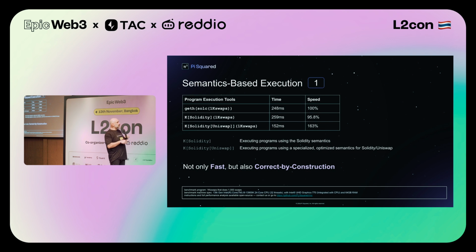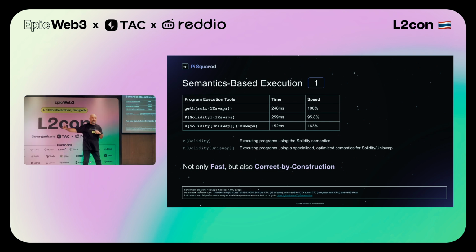So this is a program that runs 1,000 Uniswap swaps, right? If you compile it normally with the Solidity compiler and run it with Geth, you get 250 milliseconds. Now, the exact same program, now we execute it with the formal semantics of Solidity. I don't even take the risk of a compiler to compile the program to EVM. By the way, my company, Runtime Verification, that Pi Squared spin off, does security auditing. And we found more than 20 bugs in the Solidity compiler. So compilers have bugs, okay, period. So now we don't want to take that risk. So we execute the program directly with the Solidity semantics, and 259 milliseconds, so it's only 5% slower. And you have the guarantee of correctness.